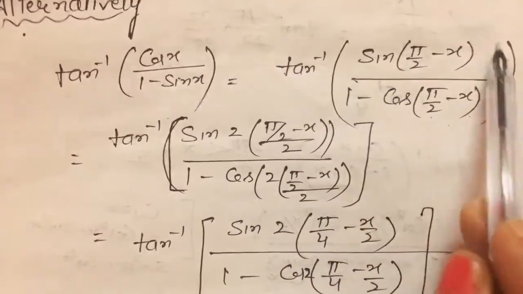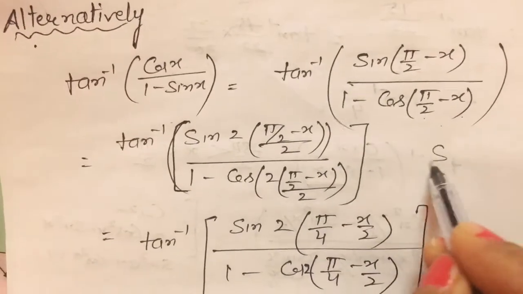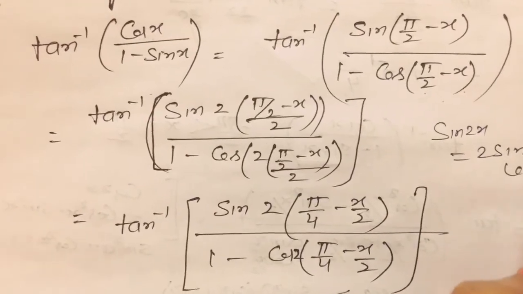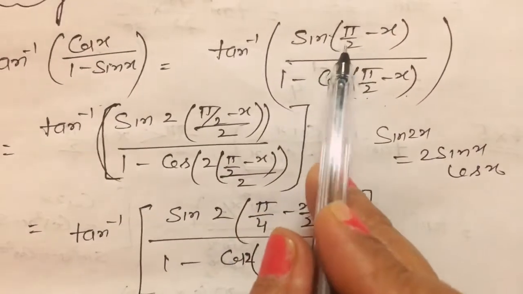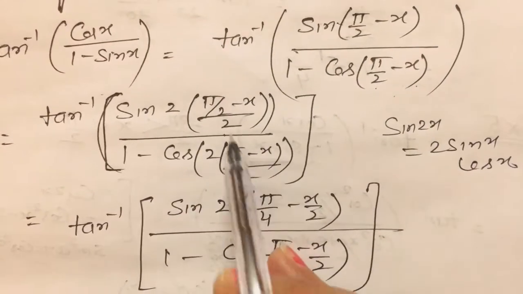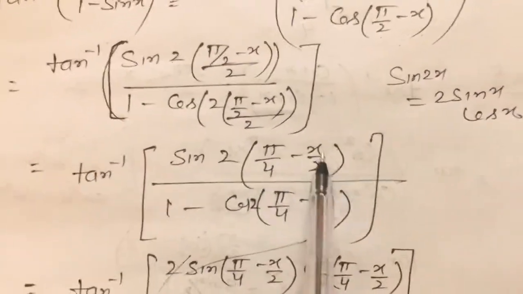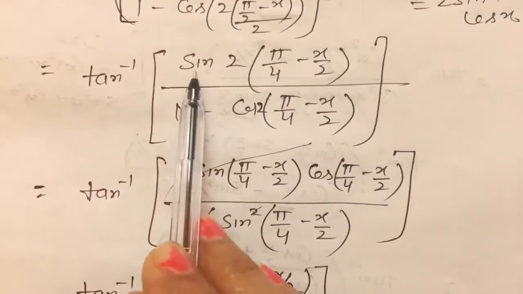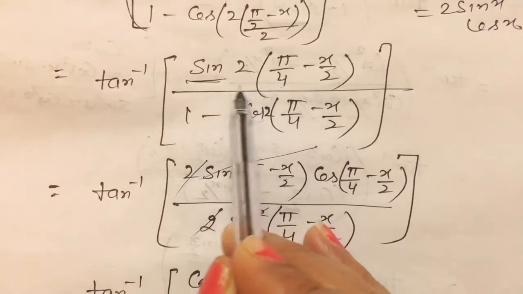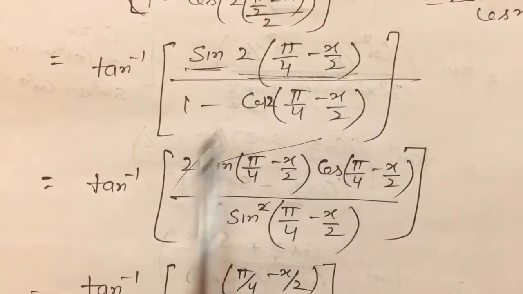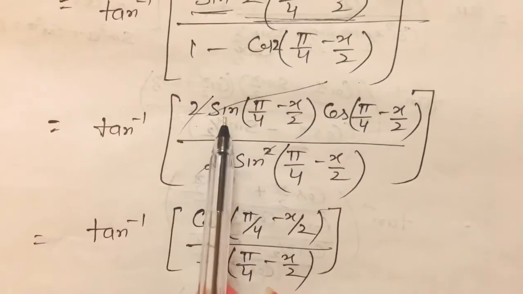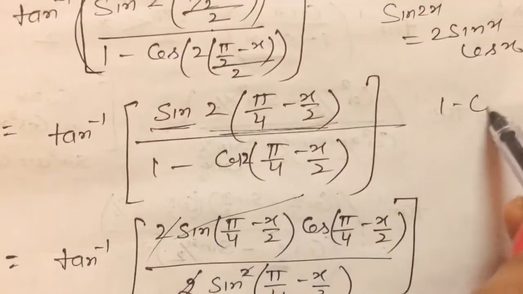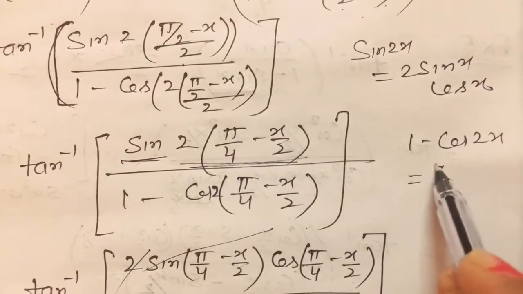Okay, and what is the formula of sin 2x? 2 sin x cos x. So here I am multiplying by 2 and dividing by 2. It will be 2 into pi by 4 minus x by 2, and this also 2 into pi by 4 minus x by 2. So what is the formula of this? This is sin 2x, so the formula is 2 sin x cos x. And what is in the denominator? 1 minus cos 2x. What is the formula of 1 minus cos 2x?